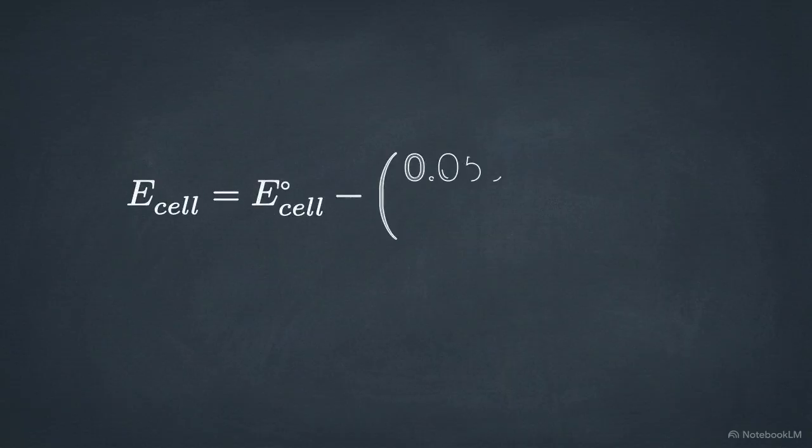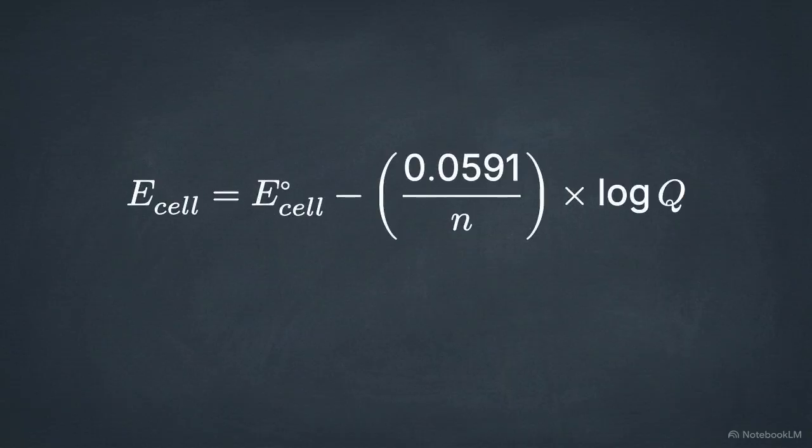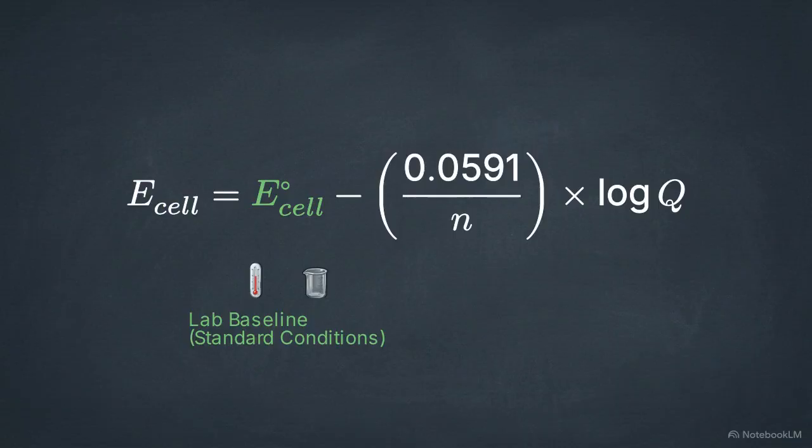This diagram outlines the full Nernst Equation. Its main goal is to calculate the true real-world cell potential, written as E cell. To find it, you start with the ideal lab voltage and subtract a modifier. That theoretical starting point is E naught cell. It is the baseline voltage measured under perfect lab conditions, usually pulled straight from a standard data table.